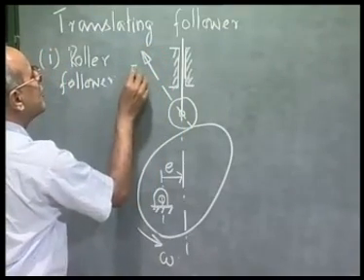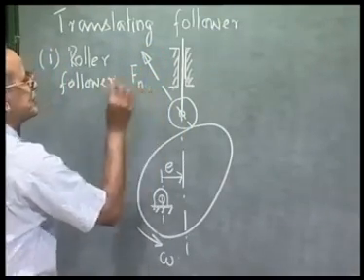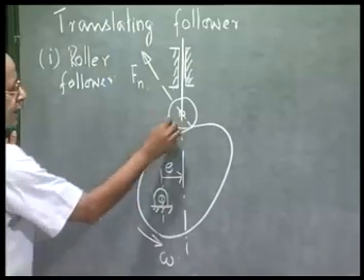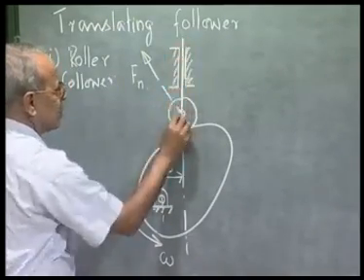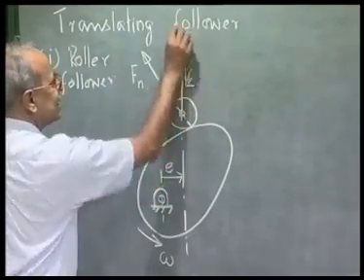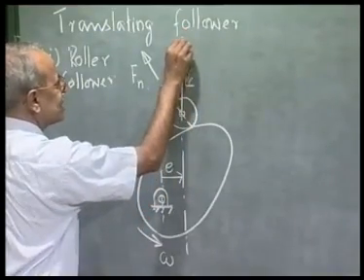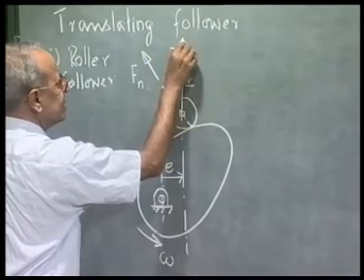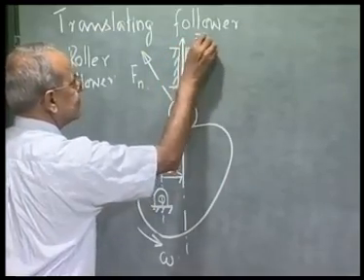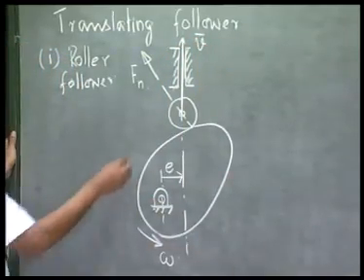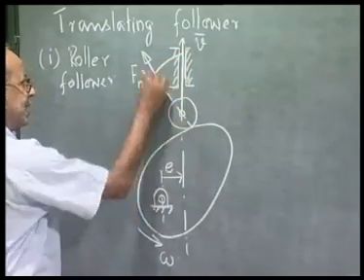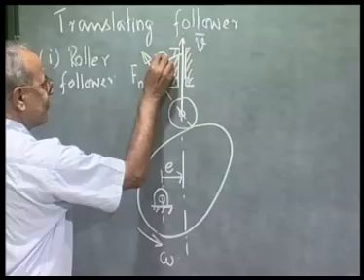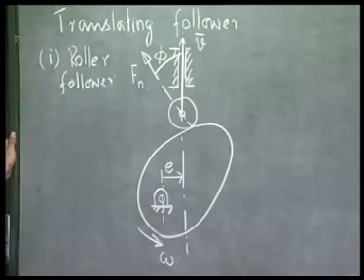which we call Fn. And the direction of the velocity of this point of the roller center, that is the point of the follower or the trace point, is in the vertical direction. So, this is the direction of the velocity. And this angle between the direction of the velocity and direction of the normal force we defined as pressure angle phi.